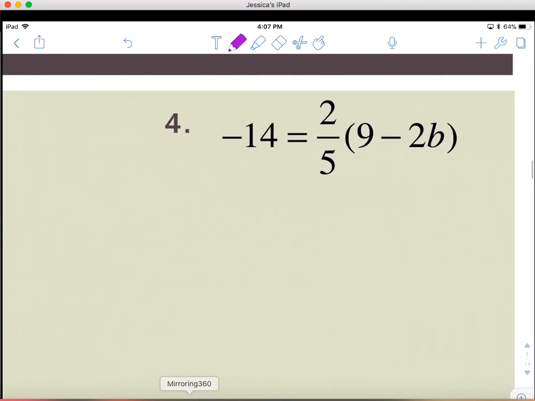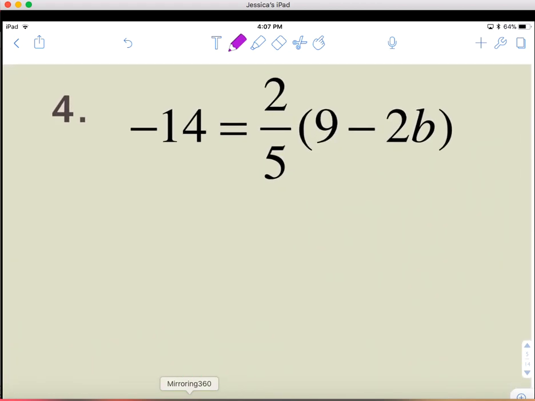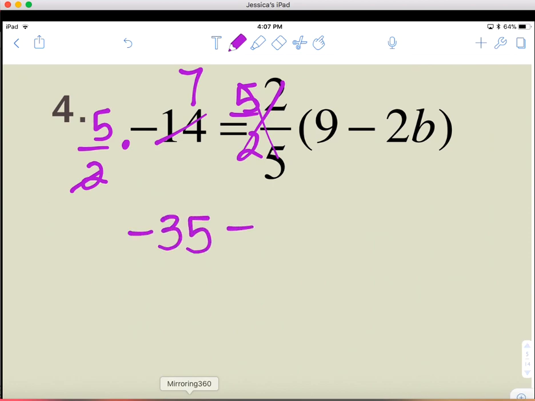On number 4, same thing. I'm going to multiply by the reciprocal, which in this case is 5 over 2. 2 goes into negative 14 7 times, so 5 times negative 7 is negative 35. On the right, I'm left with 9 minus 2b.